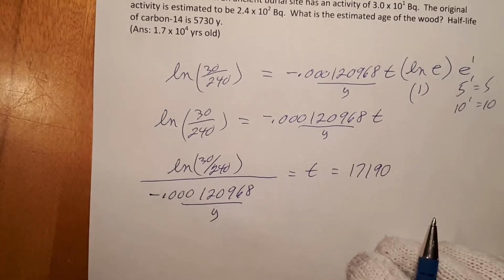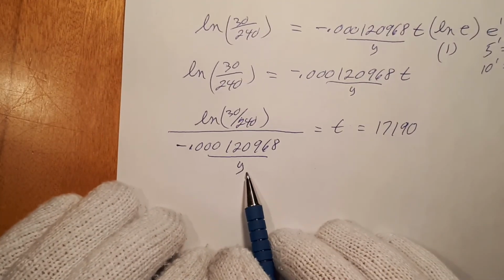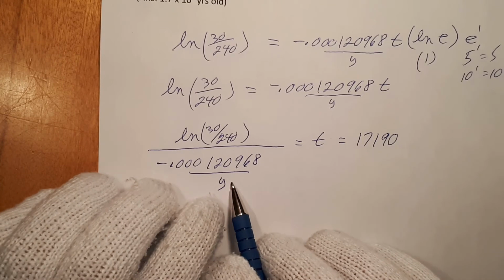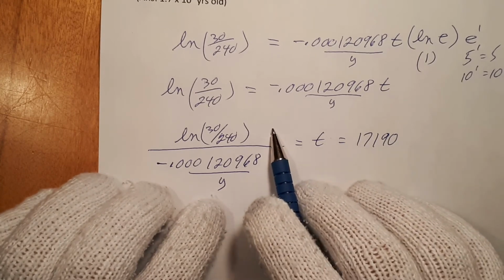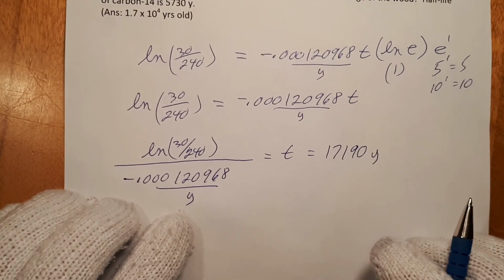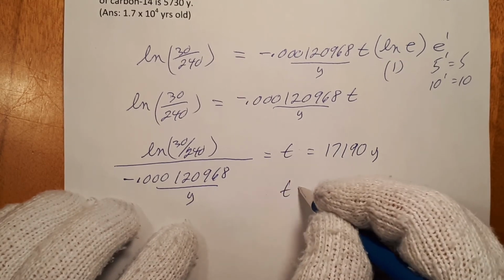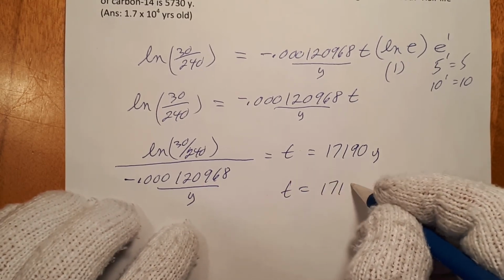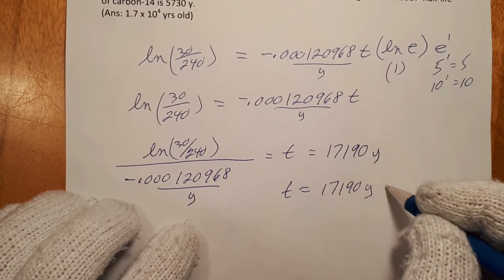17,190, and the unit here is in the denominator, and I showed you this in a previous video. It's going to come to the top, years. So time is equal to 17,190 years old.